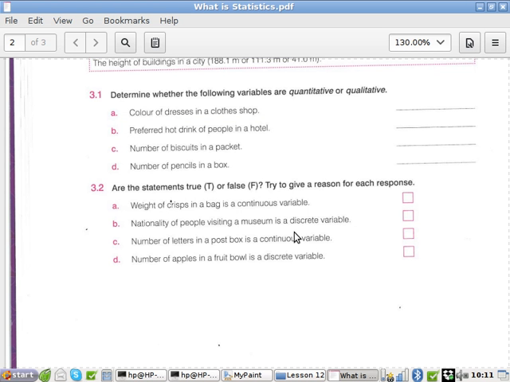Right, number of letters in a post box is continuous. False. Number of apples in a fruit bowl is discrete. False. You think true? Every year people say something true, something false. So number of apples in a fruit bowl is discrete. Who said true? And who said false? You said false. And you said true. So why did you say false? You can say 1/2. You could say 1.5 apples. Why did you say true?